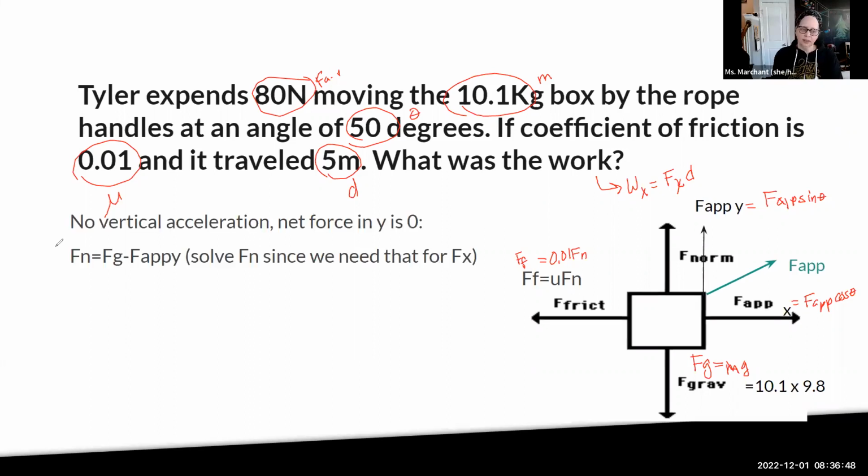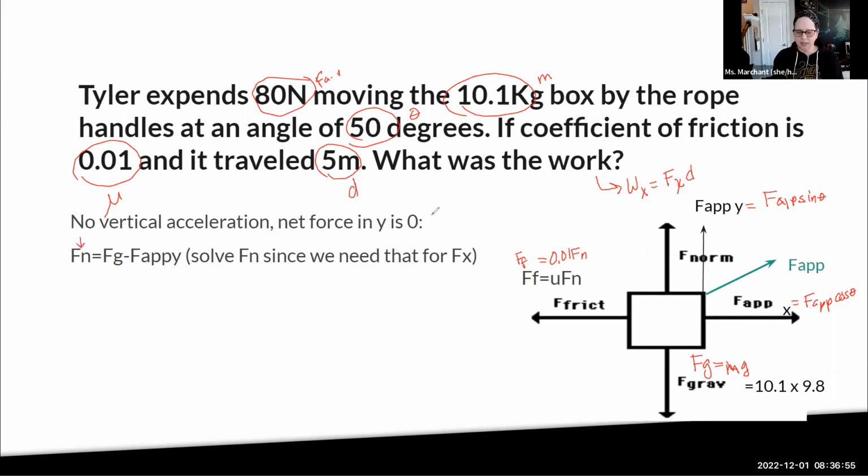Okay. Why did I solve it this way? Because I know I'm going to need my force of normal for later. If you don't know that, then still do it the old way. Force of normal plus force applied in y minus the force of gravity equals 0, and then rearrange. There's no problem with still doing that extra step from the earlier modules.